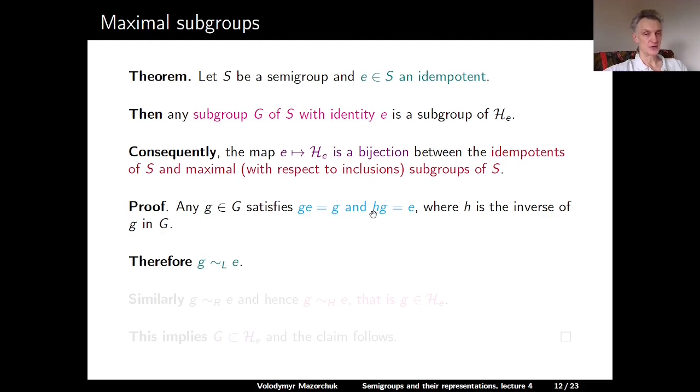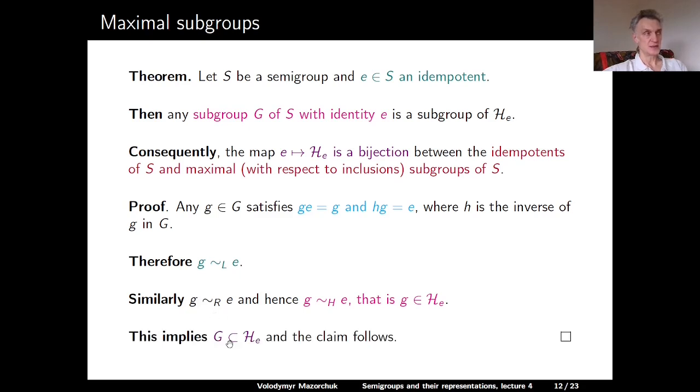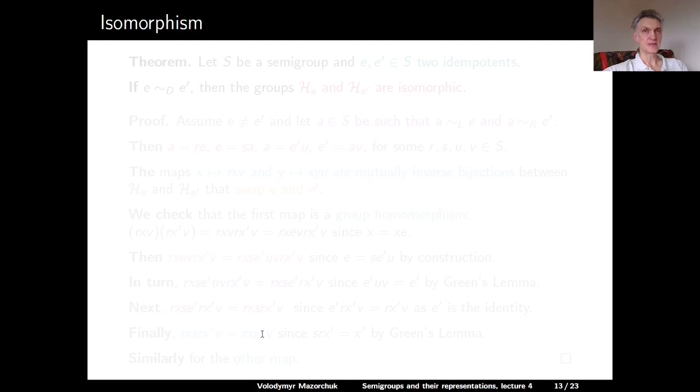So in particular, from this and our alternative description of left classes, we immediately get that G is left equivalent to E. Looking at multiplication on the other side, we similarly get that G is right equivalent to E, and so G is H equivalent to E. In other words, G belongs to the H class of E. So this implies that our subgroup is indeed a subgroup of the H class HE, and then the claim of the theorem follows. Next, let us talk about possible isomorphisms between maximal subgroups.